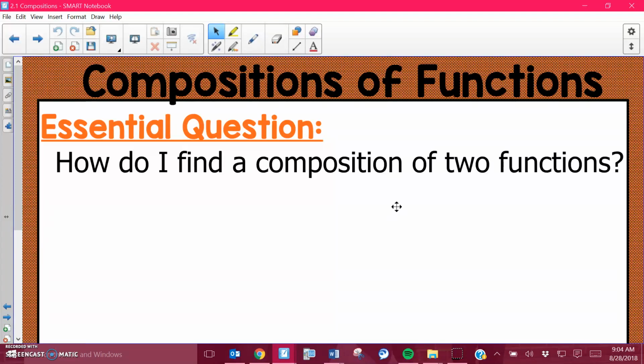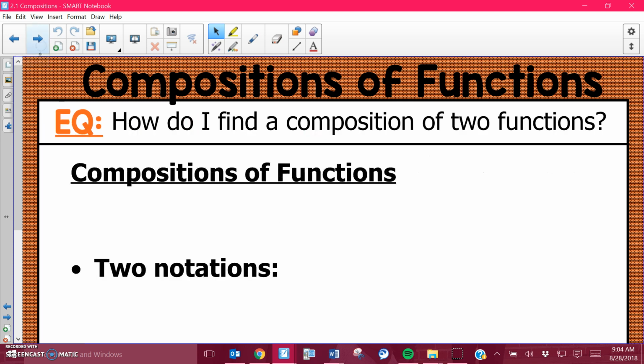Hey guys, today we're going to review something that you probably saw in Algebra 2. It's the composition of functions. So our essential question today is, how do I find a composition of two functions? And when I say a composition of functions, basically that's when you're working from the inside out.